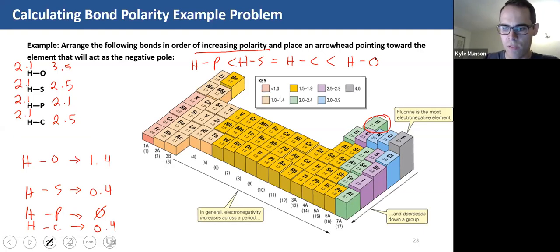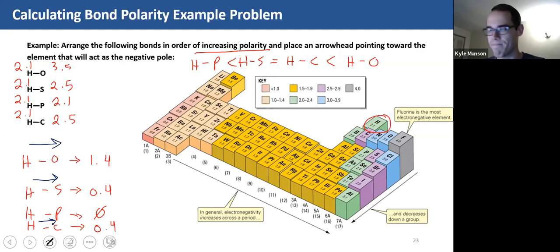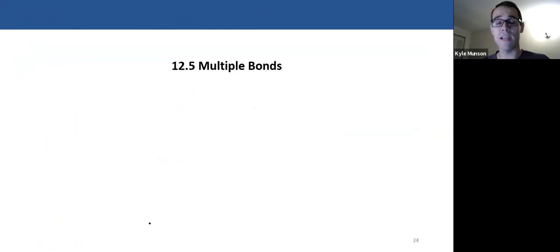Now, let me erase here to write. So the poles here then: oxygen is more electronegative than hydrogen, so the electron density is going to point that way. Sulfur is more electronegative than hydrogen, so it's going to point this way. There's really no pole between the hydrogen and the phosphorus because the difference is 0. And then here again, between the hydrogen and carbon, the electrons are going to go slightly to carbon because it has a slightly higher value than hydrogen. So that's electronegativity. And in the next video, we're going to be talking about multiple bonding. See you then.